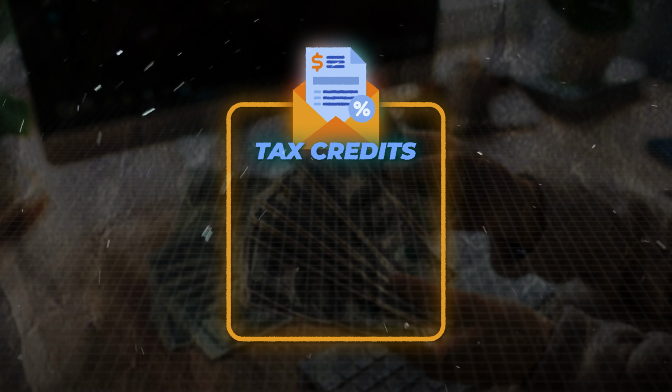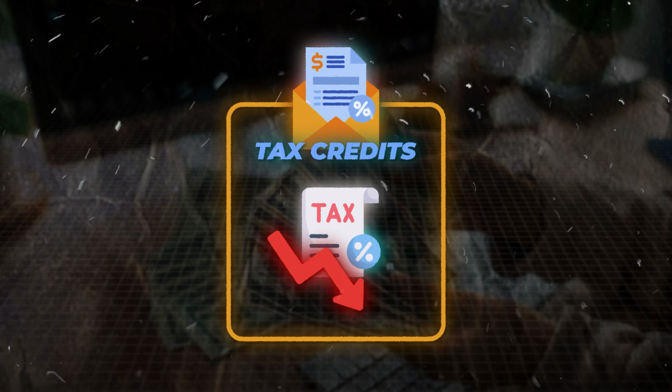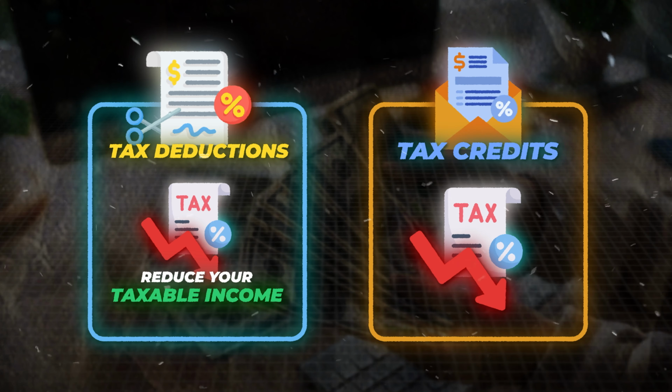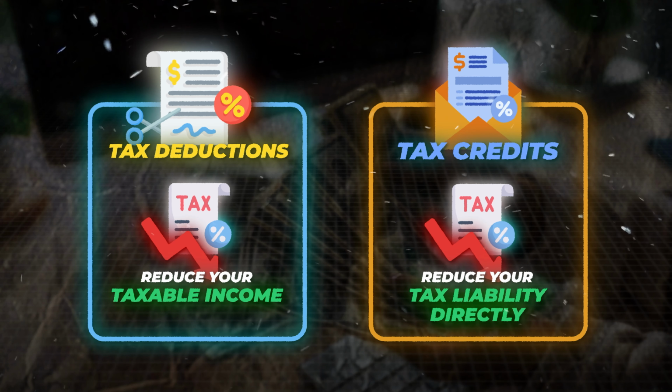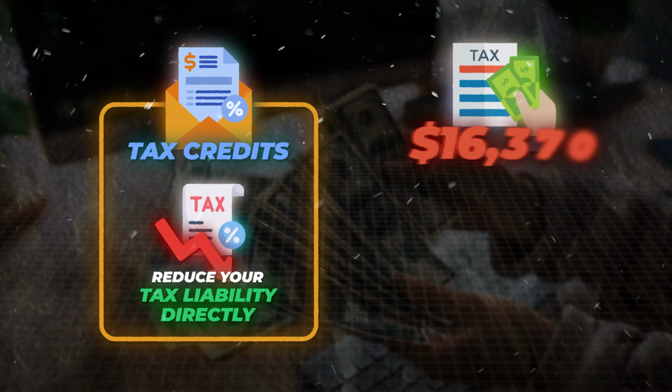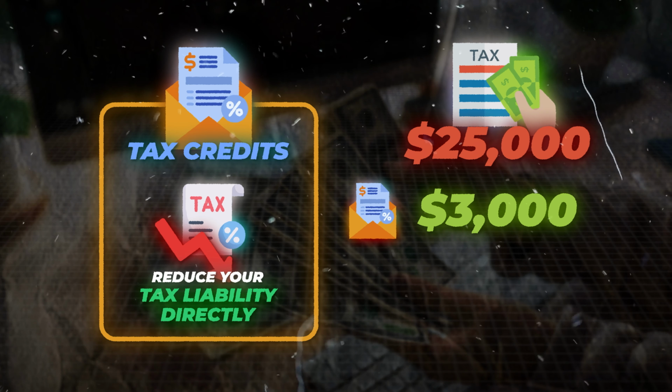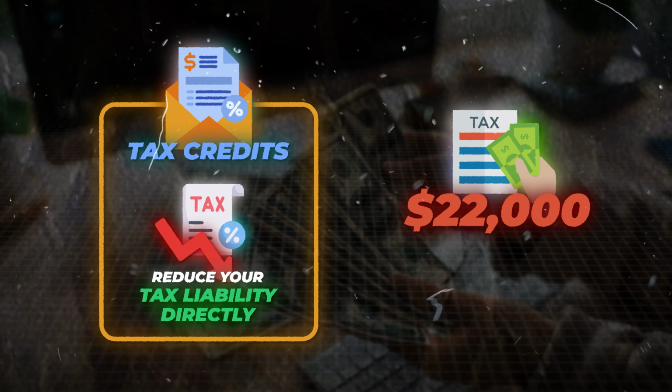Now, let's talk about tax credits. Tax credits are similar to tax deductions in that they can have a significant impact on the amount of taxes that you have to pay. And just like tax deductions, tax credits can reduce your overall tax burden. However, unlike tax deductions, which reduce your taxable income, tax credits directly reduce your tax liability. So let's say you owe $25,000 in taxes and you have a $3,000 credit. You're going to only owe $22,000 in taxes.